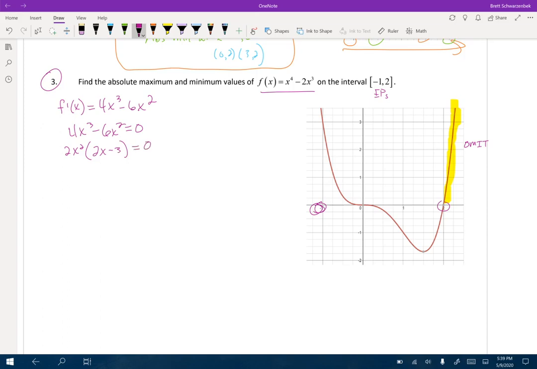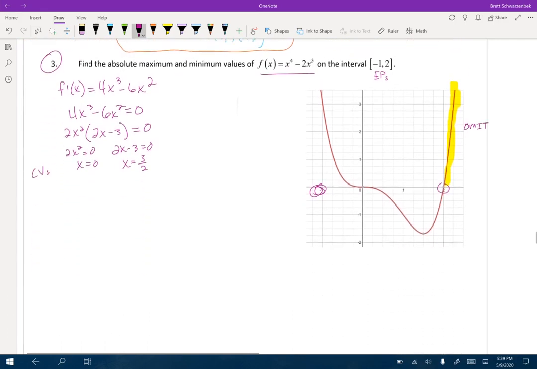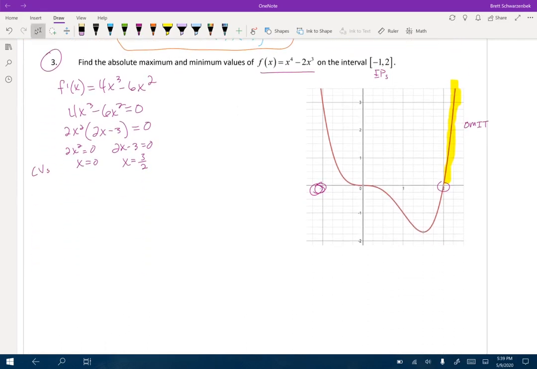If we set both of these equal to 0, then we're going to get x is equal to 0 again, and x is equal to 3 halves. So basically, these are going to be our critical values for our problem. We'll call them CVs. Sometimes people call them critical points, but technically, since they're not coordinates, they're critical values. But we'll label that differently on the graph later when we do this.